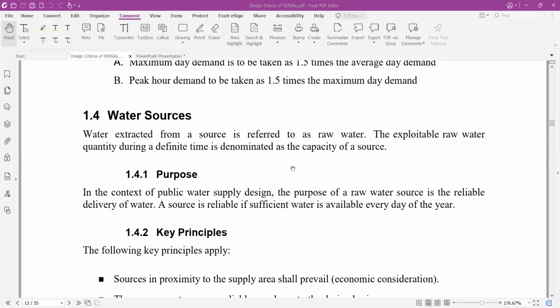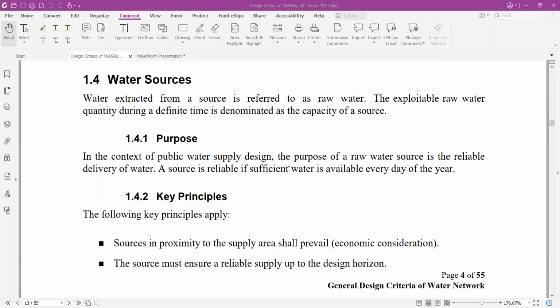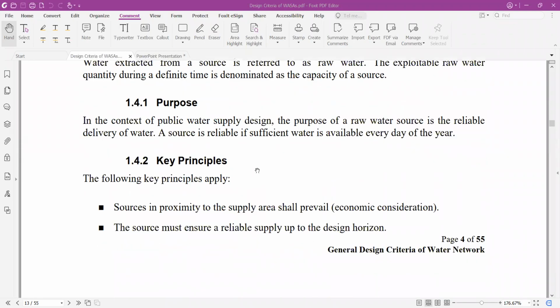Water sources, as we also discussed in a previous class. So I will just go through them somewhat fast.